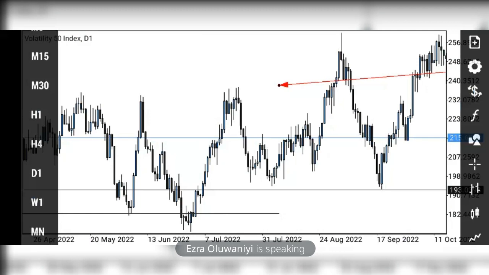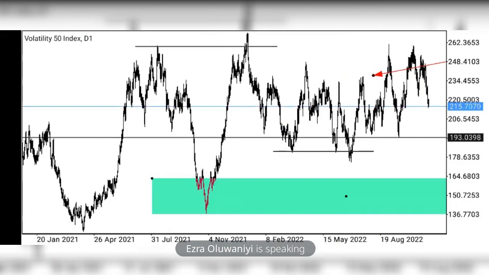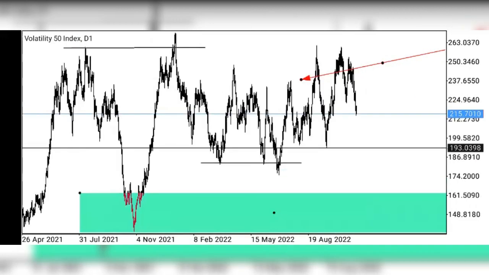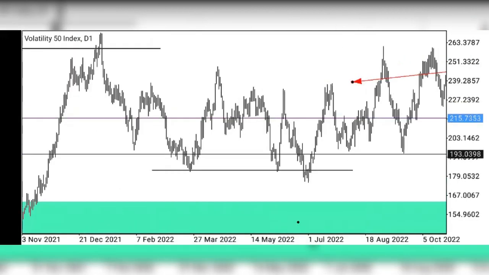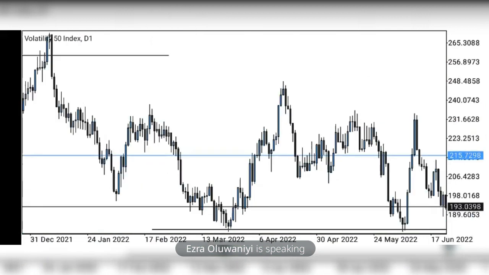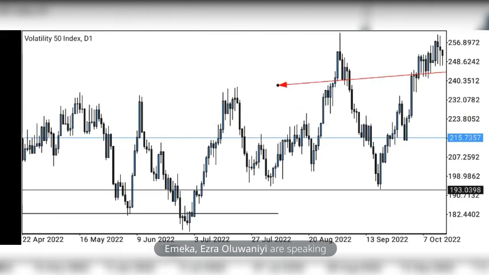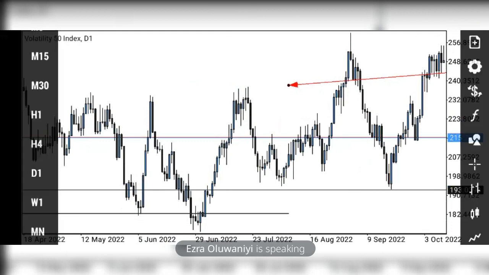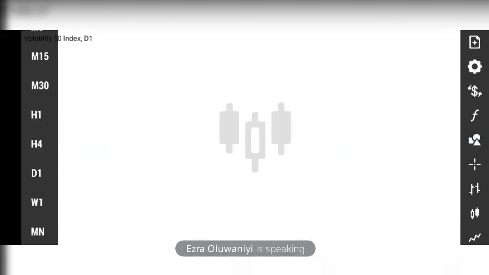Do you understand what I just showed? Did you see it? My screen is cleared. It cleared it and then went back up and broke structure. So what we were waiting for was that price should come to this place. This was where I was actually waiting for price on daily.